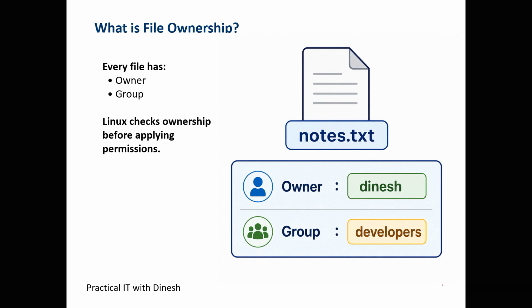Imagine you need to create a document on your laptop. By default, you will be the owner of that document. Linux works the same way. Whenever a user creates a file, that user becomes its owner, and the file is also associated with a group. Ownership tells Linux who is responsible for the file.